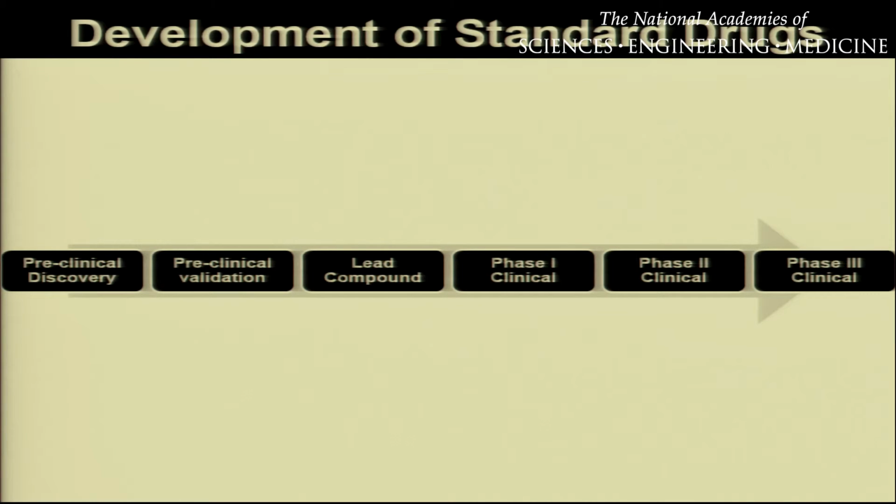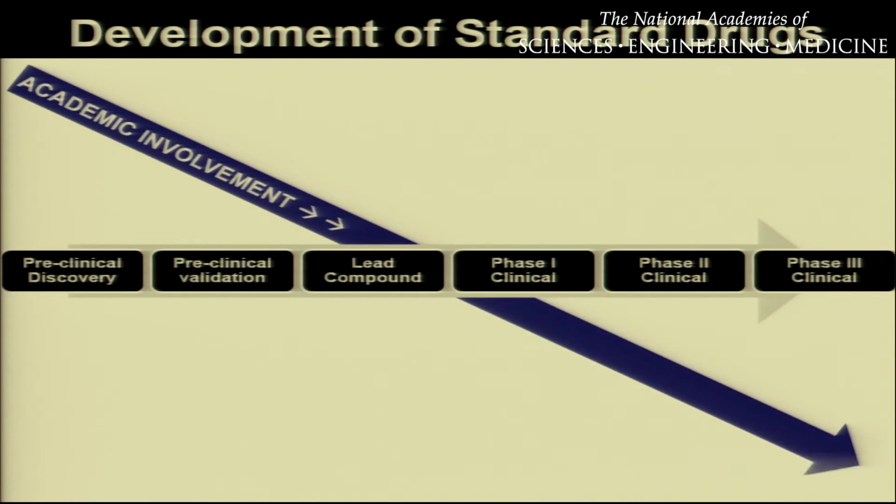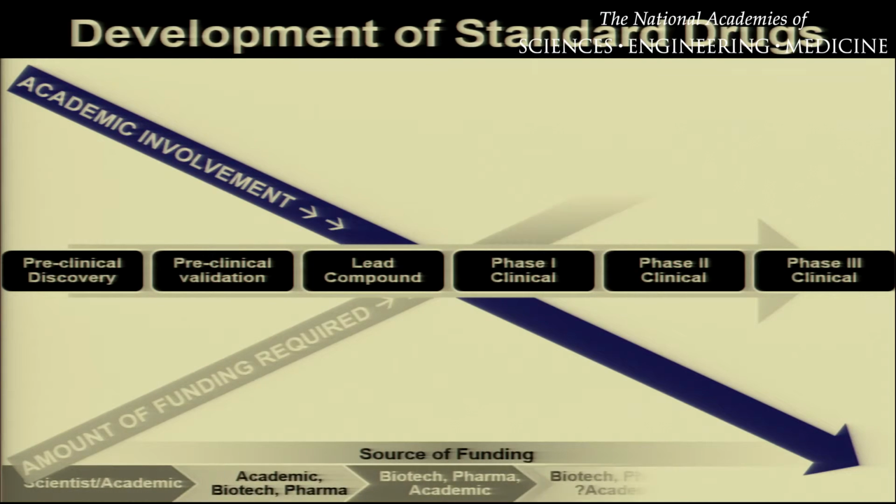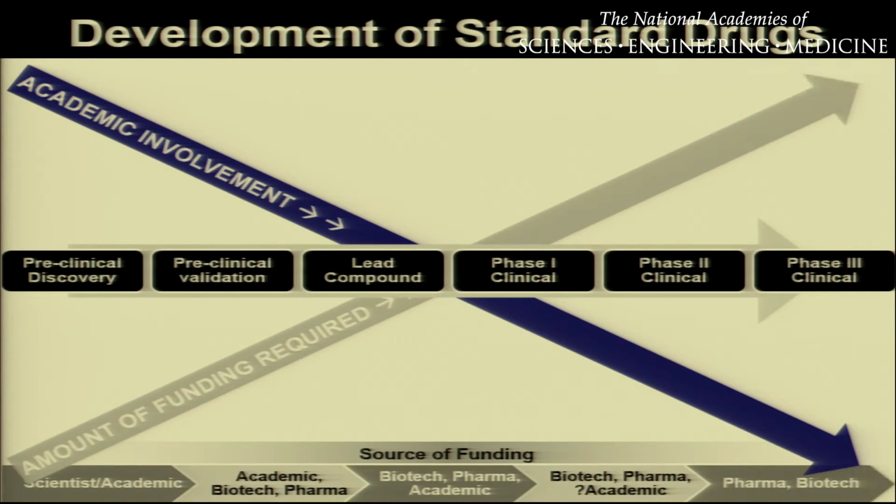Well, it matters because if you look at the development of standard drugs from preclinical discovery through preclinical validation, phase 1, phase 2, phase 3, what happens in general is that academic involvement diminishes over time. And it diminishes over time because the costs increase logarithmically, and you really have to get involved with an entity that has far more financial muscle than an academic.